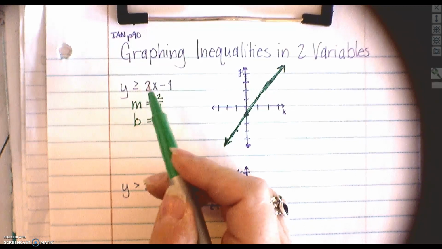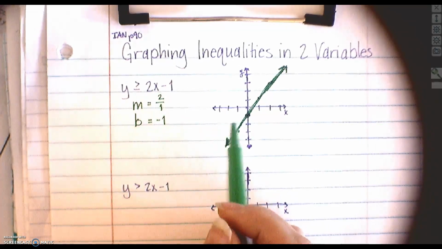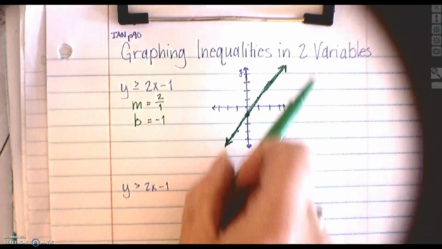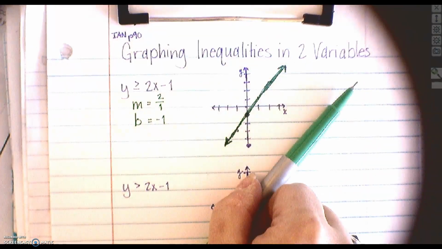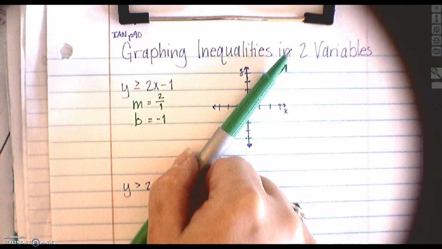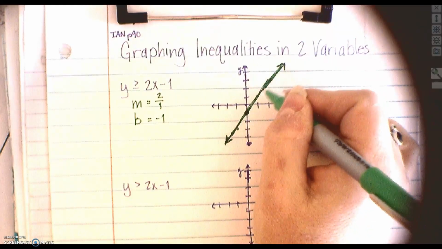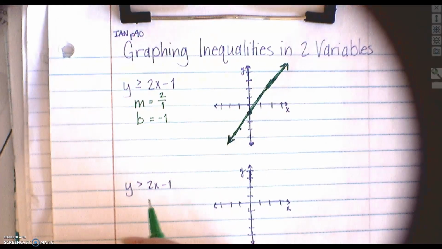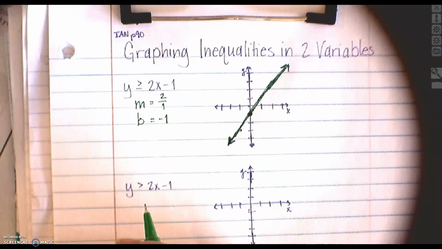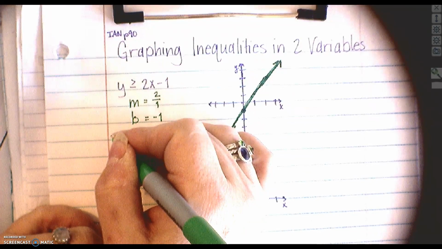What we're going to do, because we have an inequality, is color or shade in half of this coordinate plane. We're either going to shade this half plane or this half plane. We're either going to shade below the line or above the line. So in order to find out which half plane we need to shade, we need to pick a test point.